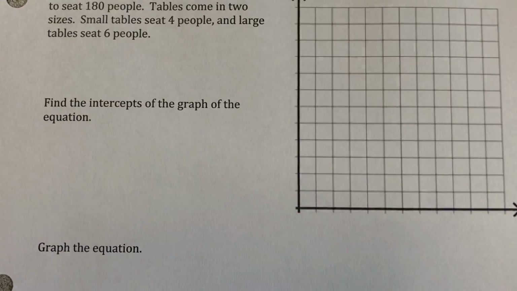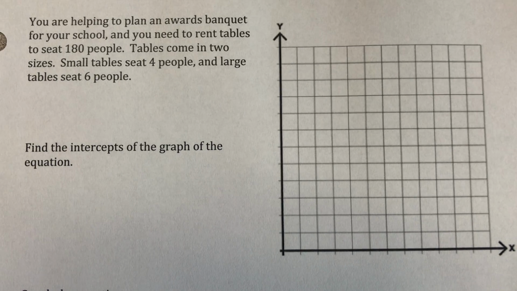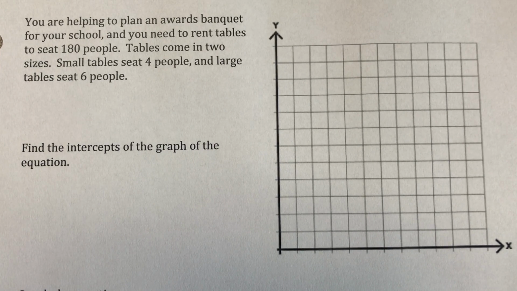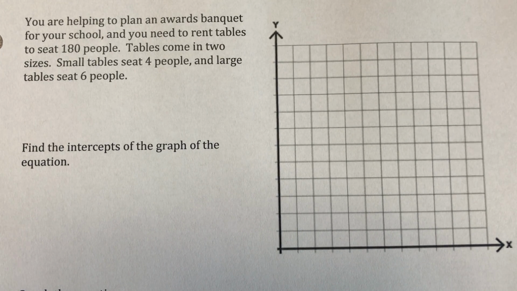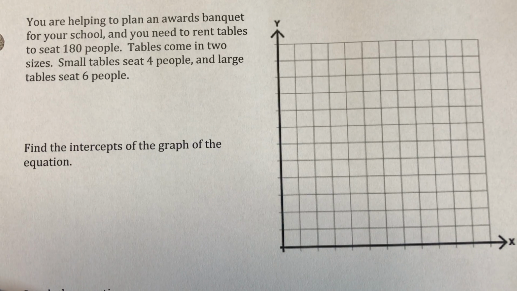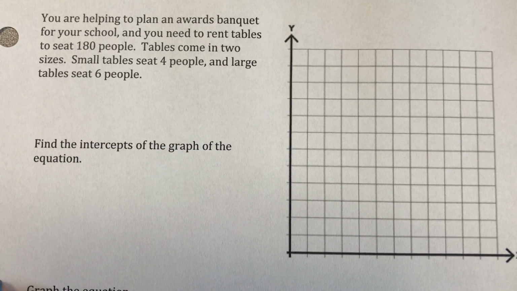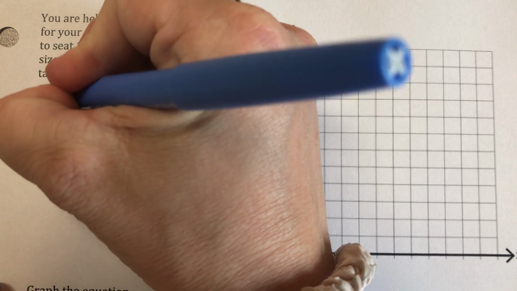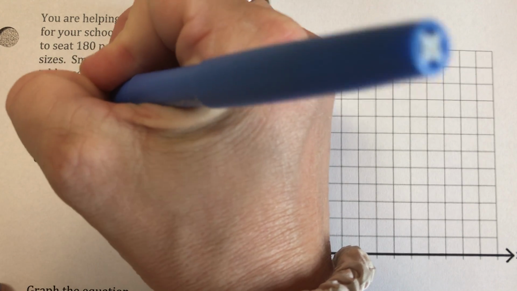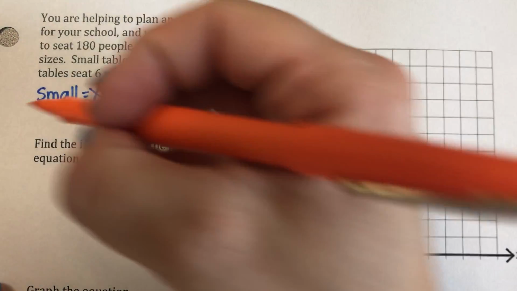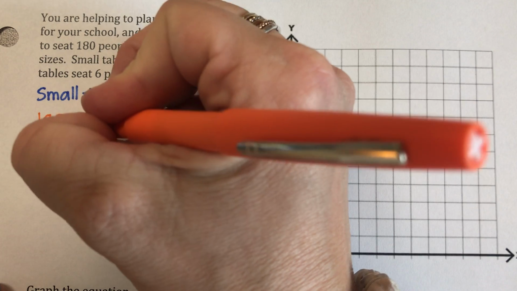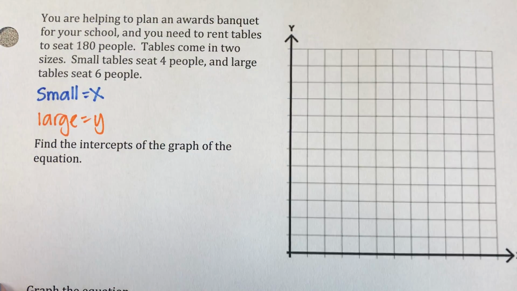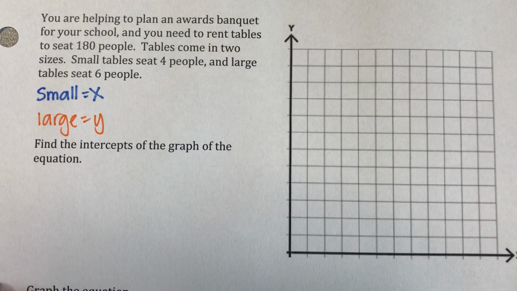So let's apply this to a real life situation. It says, you are helping to plan an awards banquet for your school, and you need to rent tables to seat 180 people. Tables come in 2 sizes. Small tables seat 4 people, and large tables seat 6. So I'm going to call the small tables X, and I'm going to call the large tables Y. Okay, small is X, large is Y.